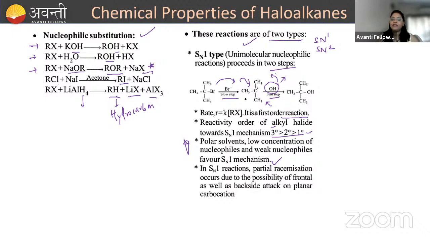In the SN1 reaction, partial racemization occurs due to the possibility of frontal as well as backside attack on the planar carbocation. So here both possibilities are there. The nucleophile can come from the frontal side, or the nucleophile can come from the backside. So that's why partial racemization can take place. We can get a partial racemic mixture here. Okay, any doubt in this? Yeah, so let's move on to the next reaction.